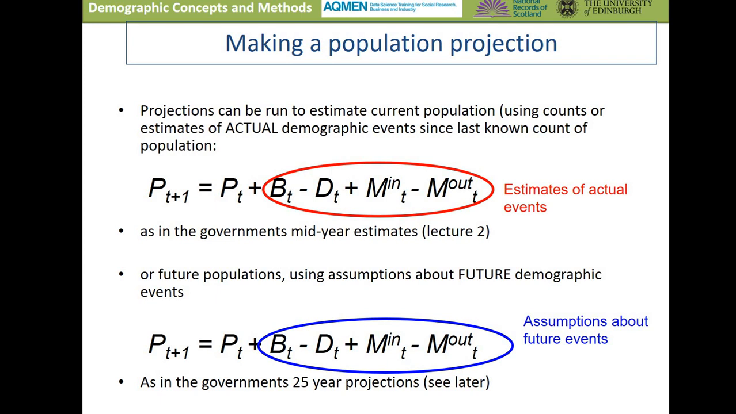So this slide illustrates the difference between using a population projection approach to produce an estimate versus making a prediction about the future. And crucially, if we think about the demographic equation expressed here, when we're producing an estimate of the population between two censuses, for example, then we have estimates of actual events for births, deaths, and in and out migration. Whereas when we're using this formula in the context of producing a projection, our quantities of births, deaths, and migration are based upon assumptions we might make about future demographic events.